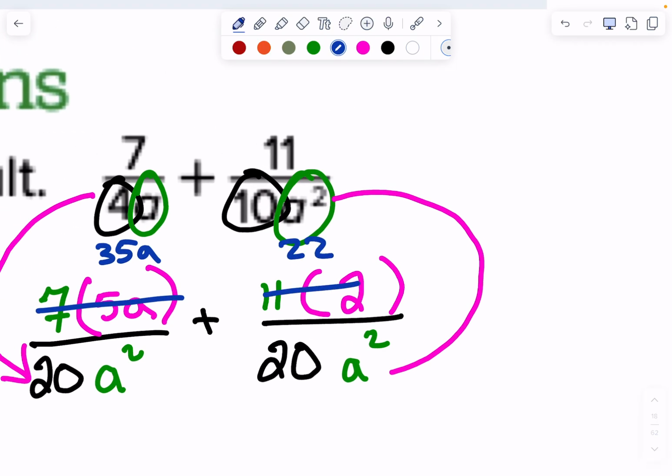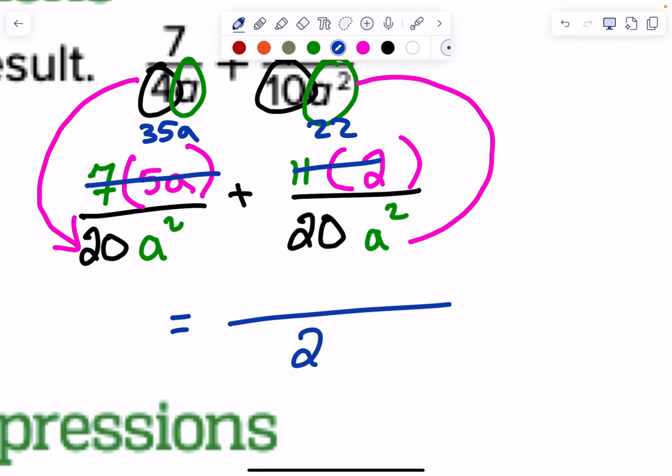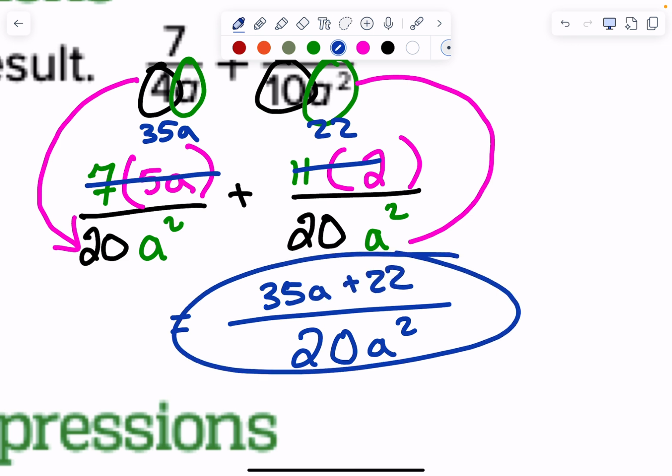Can I put those two together? No, but I'm going to put everything under one roof. So I just have 20A squared on the bottom, and I have 35A plus 22, because I cannot combine those. And that is all. Okay? Do we remember doing this? Yep. A little bit? Yeah.